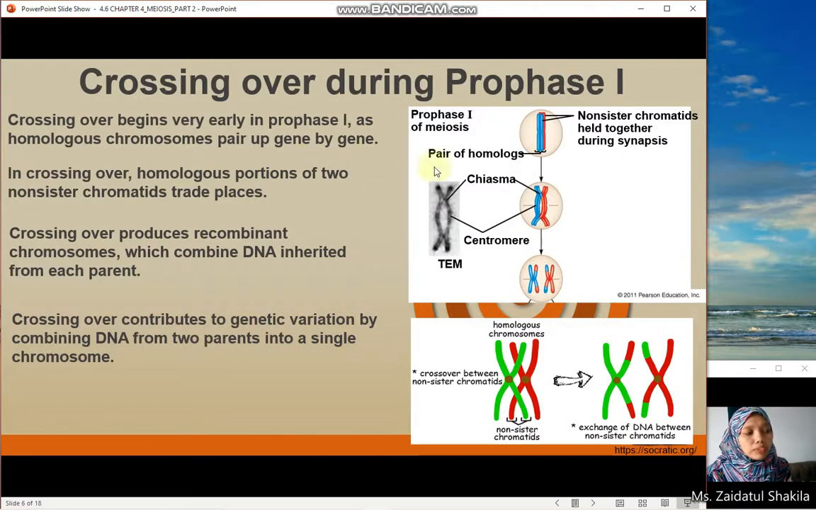Crossing over begins very early in prophase 1 as homologous chromosomes pair up gene by gene. In crossing over, homologous portions of two non-sister chromatids trade places. Crossing over produces recombinant chromosomes which combine DNA inherited from each parent, from maternal and from paternal. Crossing over contributes to genetic variation by combining DNA from two parents into a single chromosome.